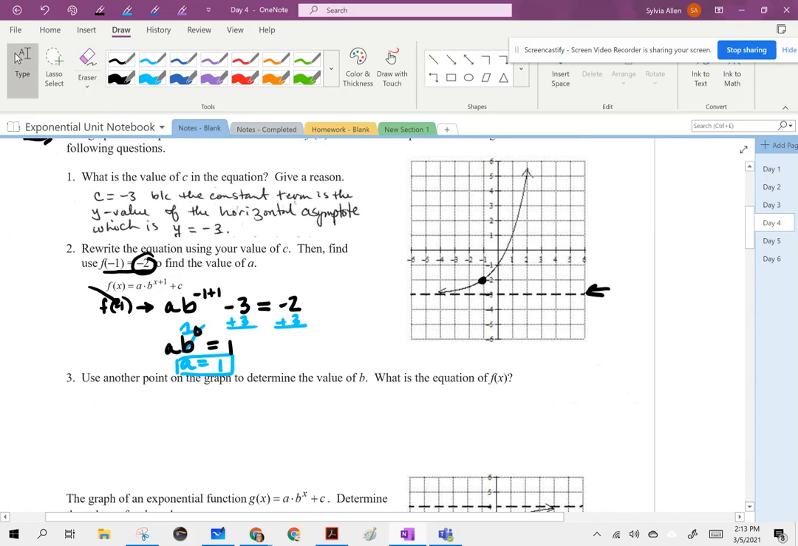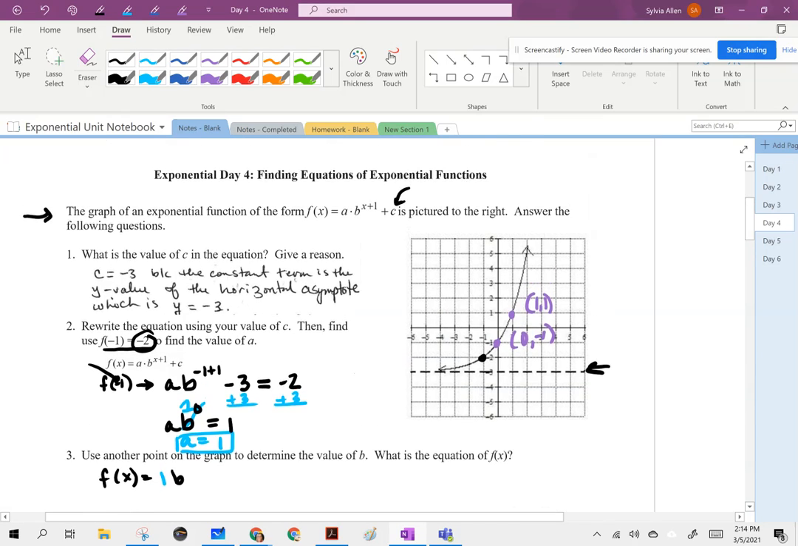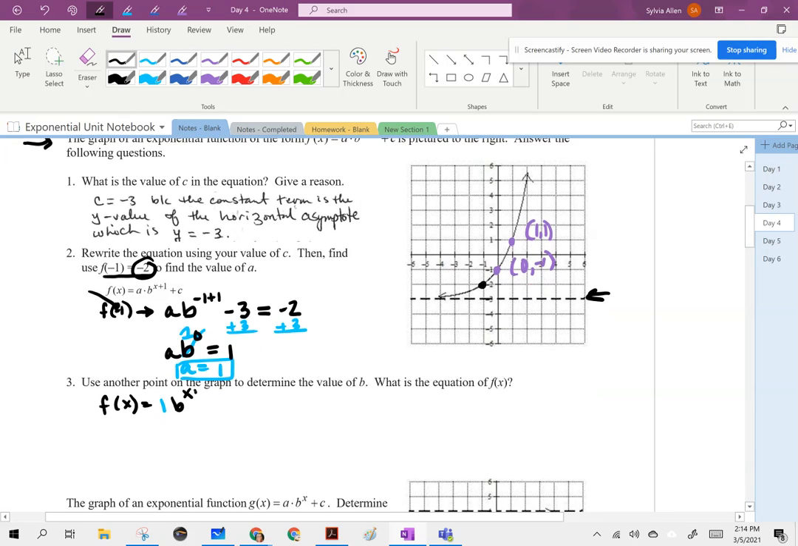All right, now it says use another point on the graph. So, I mean, I could use this point, which is 0, -1. I could also use the point 1, 1. It doesn't matter. You can try it. And so what we're going to do is write the function f of x is equal to 1 times b to the x plus 1, since that was the form they wanted, and then -3, right? Because that's what we know so far.